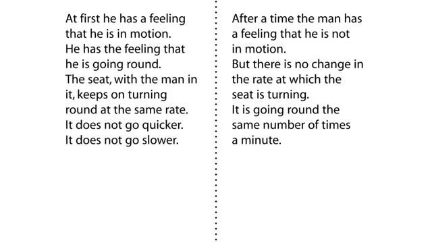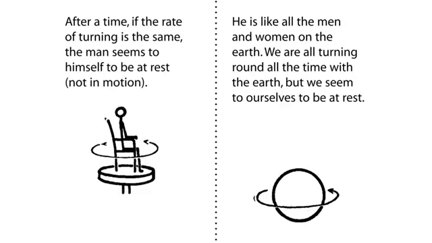The seat, with the man in it, keeps on turning round at the same rate. It does not go quicker. It does not go slower. After a time, the man has a feeling that he is not in motion. But there is no change in the rate at which the seat is turning. It is going round the same number of times a minute. After a time, if the rate of turning is the same, the man seems to himself to be at rest.